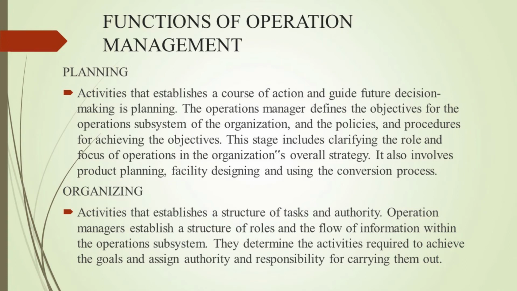Functions of operations management. Planning: activities that establish a course of action and guide future decision making. The operations manager defines the objectives of the operations subsystem of the organization and the policies and procedures for achieving the objectives. This stage includes clarifying the role and focus of operations in the organization's overall strategy. It involves product planning, facility designing, and using the conversion process.